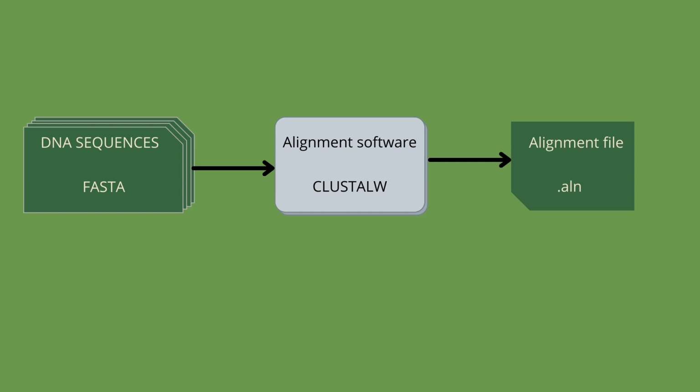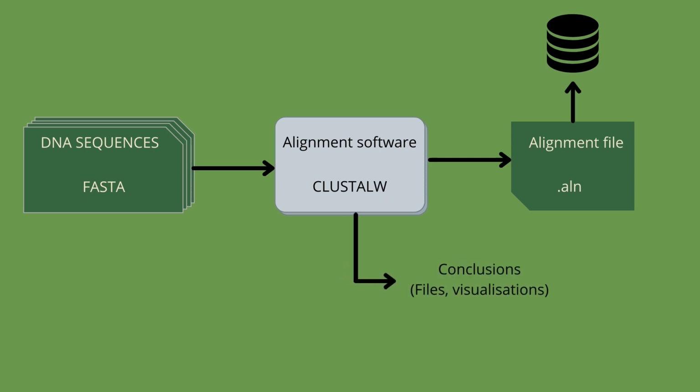The file format and extension depend on the alignment software, for example .aln. The file can be stored for further analysis. Alignment software may also generate some conclusions or visualizations. Because alignment by itself is not generally interesting, but rather the conclusions, alignment files are then processed with other software depending on the task. Alignment files also tend to be rather heavy. We will discuss the post-processing and analysis of alignment files in future videos.